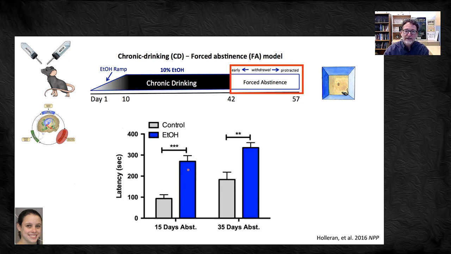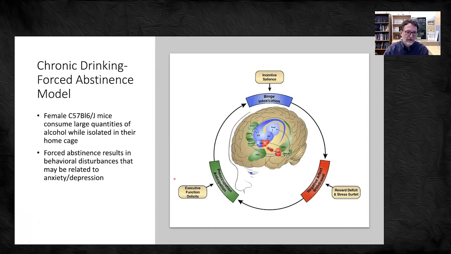large increase in this latency that is out here in the 2 weeks of forced abstinence. And this is quite persistent in nature. So in this cohort of animals, we waited a month after the chronic drinking was completed and still saw a substantial change in the latency. So these data suggest to us that animals that undergo chronic drinking forced abstinence enter into a negative affective-like state that may be relevant to anxiety and depression.